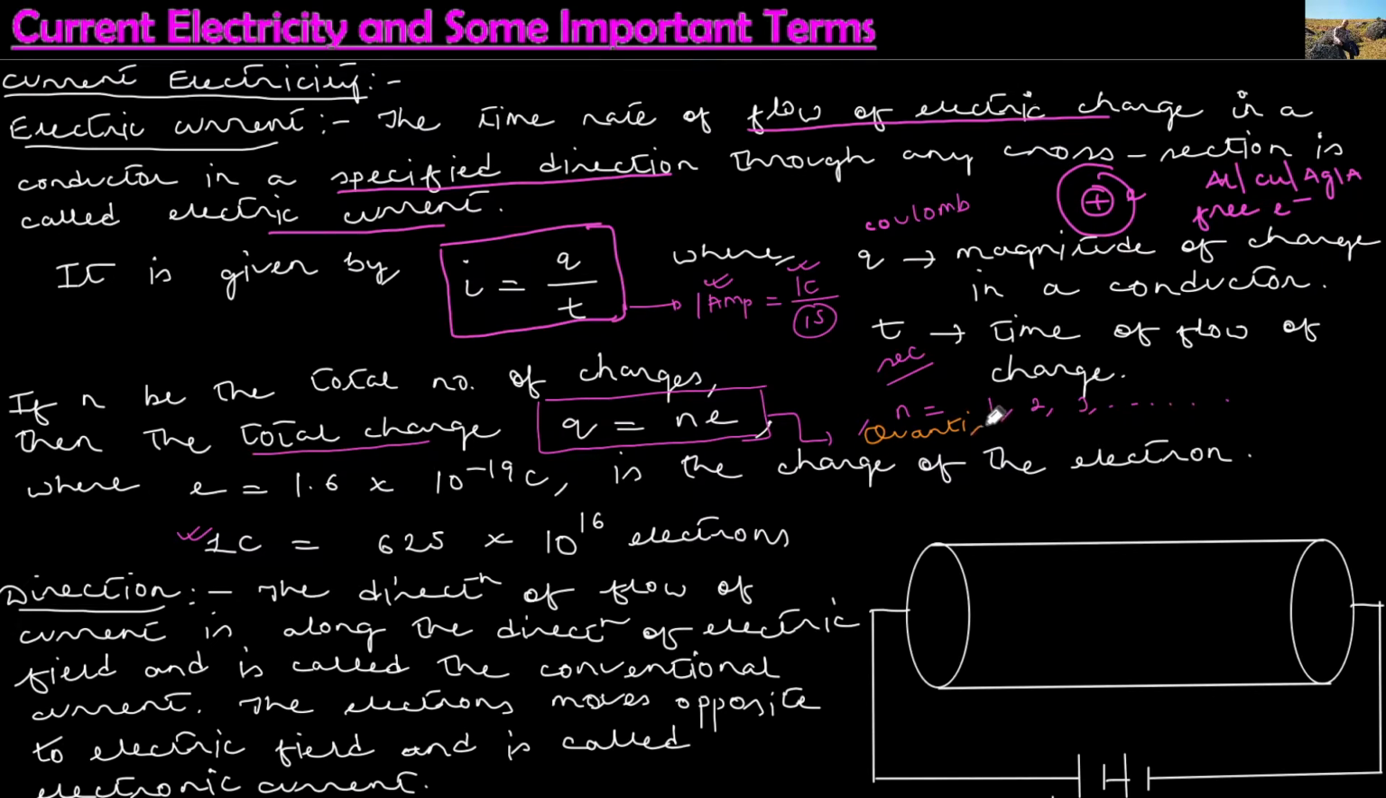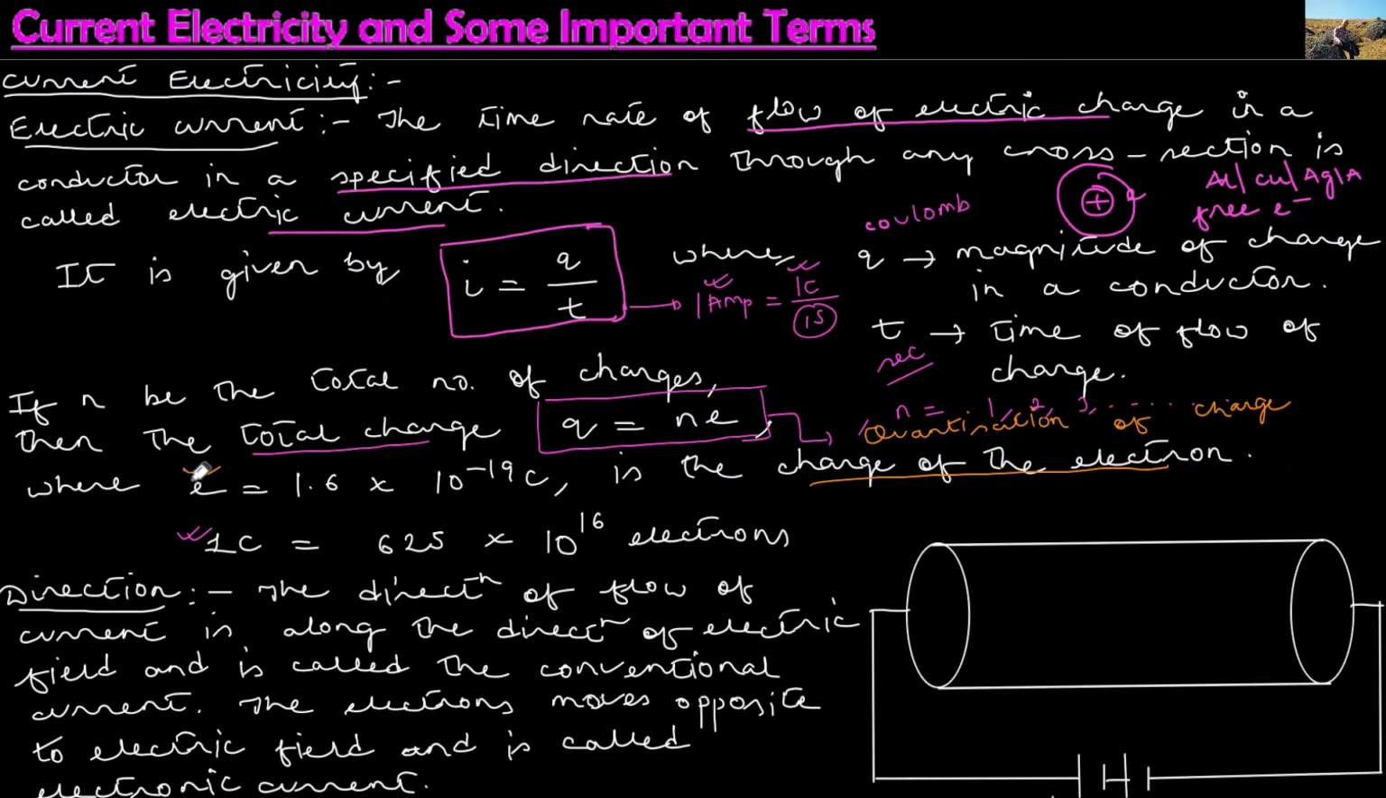Charges in nature are discrete, or quantized. Quantization of charge. If I want to find the magnitude of e, you divide 1 by 625 into 10 to the power 16 electrons, and you will get the value 1.6 into 10 to the power minus 19 coulomb, which is the magnitude of the charge of the electron.